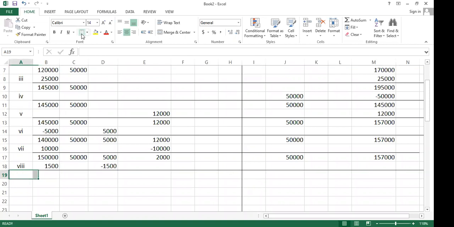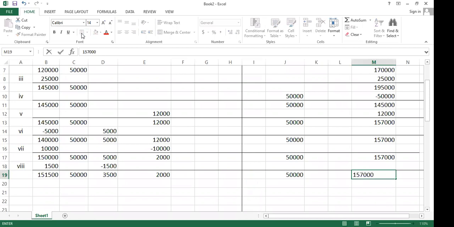Cash 151,500. Land not change, 50,000. Furniture minus 1,500 and now balance is 3,500. Account receivable balance is 2,000. Accounts payable not change, 50,000. 157,000. Owner's equity not change.